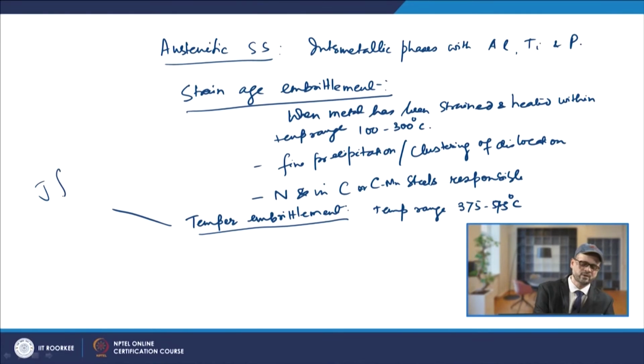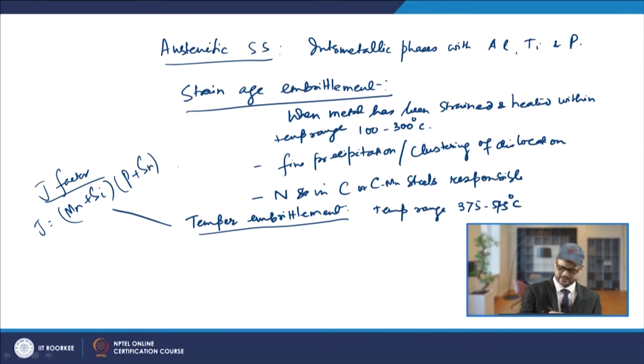Now, for finding how susceptible a steel is to the temper embrittlement, there is a parameter, that is the J factor. This J factor calculation is based on the values of the alloying elements which are there. J will be calculated as manganese plus silicon, multiplied by phosphorus plus tin, and then this will be multiplied by 10 raised to the power 4.